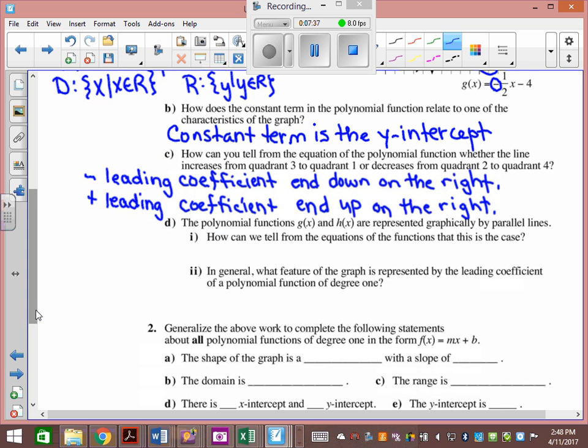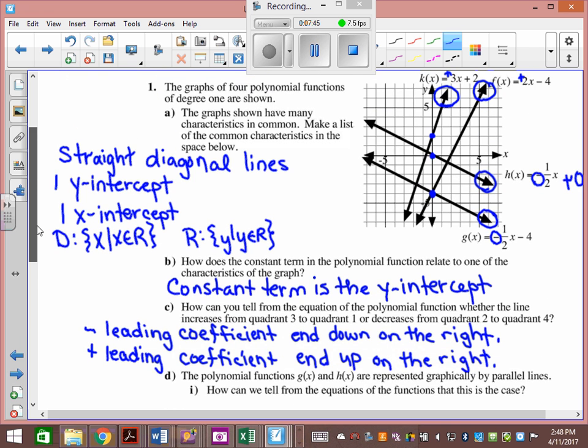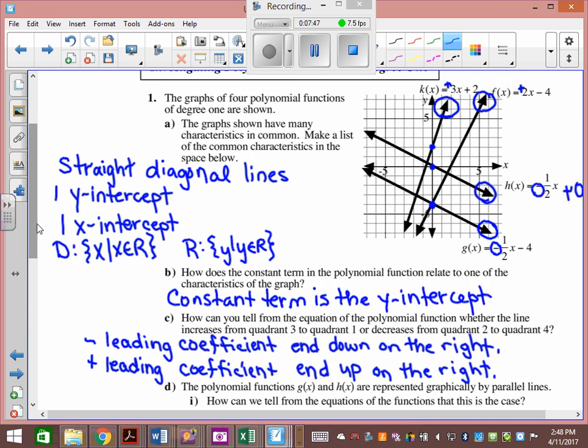The polynomial functions g of x and h of x are represented graphically by parallel lines. How can we tell from the equations of the functions that this is the case? How are those both parallel lines? What tells us that they're parallel? They don't touch. What else? Look at the equations. What's similar on the h of x and g of x equations?